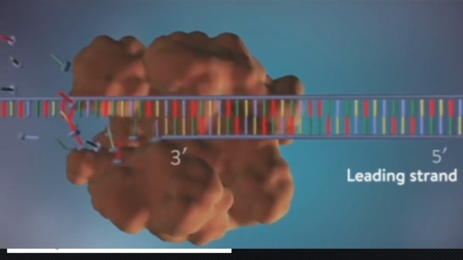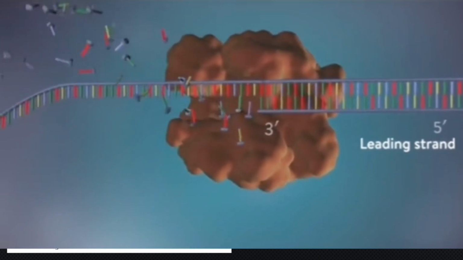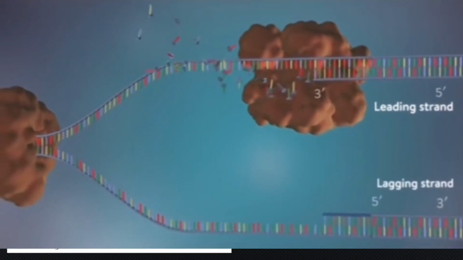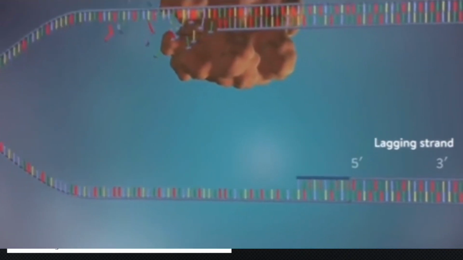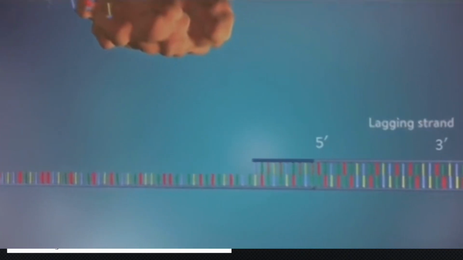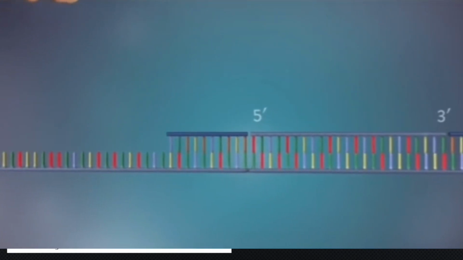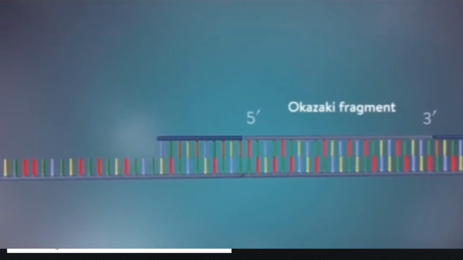So the DNA polymerase will move smoothly along the template strand, adding nucleotides without interruption. Thus, the leading strand acts continuously, unlike the lagging strand, which is synthesized discontinuously in the opposite direction of the replication fork movement. So the DNA polymerase creates short fragments of DNA which are known as Okazaki fragments.